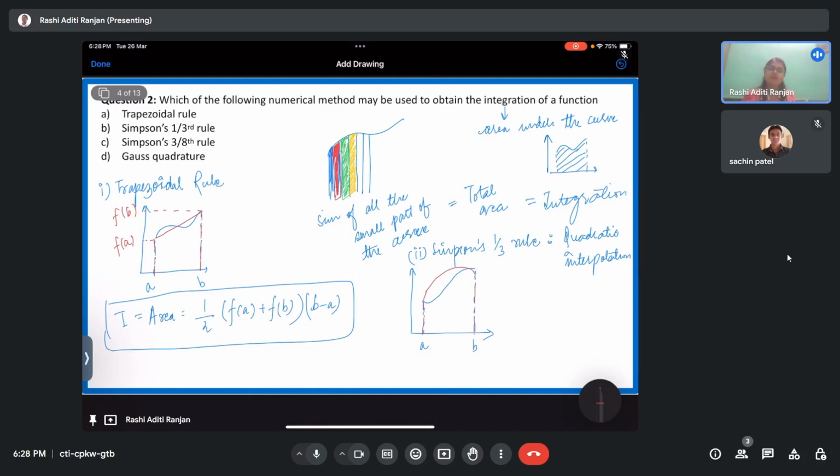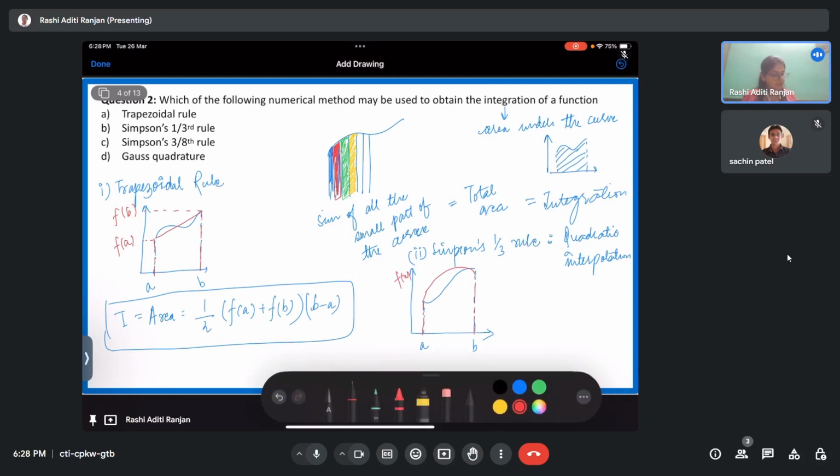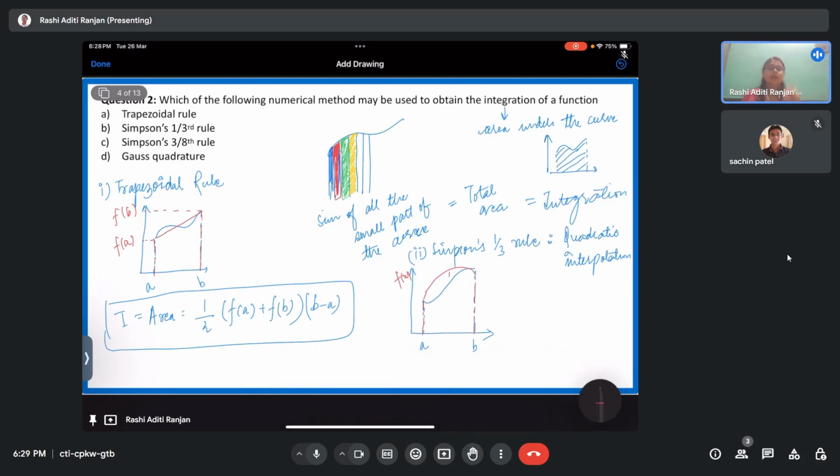Okay, so this is what my Simpson's rule says, one third. This is your f of x. Now it takes a, it also considers a point actually. If you want to have a quadratic interpolation, you need to have 3 points. For linear variation, you require 2 data points. For quadratic, you require 3 points. So it also considers a point in the middle, a plus b by 2.